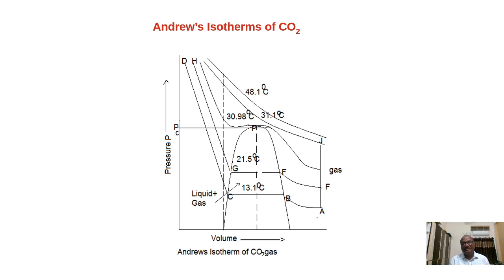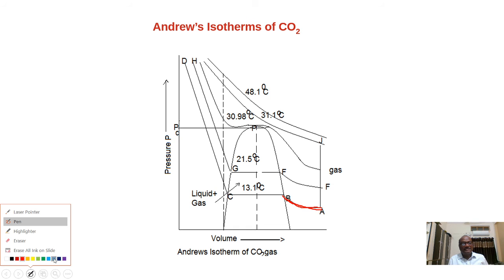Now you are increasing the pressure. What happens when you increase the pressure? Gradually, volume decreases, like this, from A to B. This is the gas state. That's why you can observe the shape of the curve as a somewhat rectangular hyperbola. Because A and B represent the gaseous state of carbon dioxide, they represent the rectangular hyperbola.